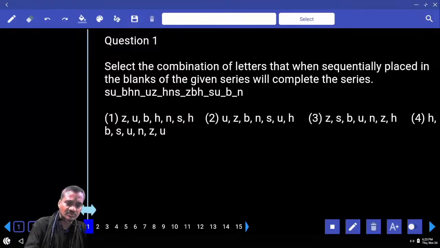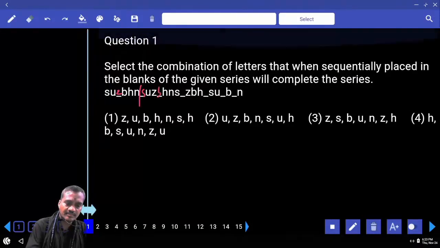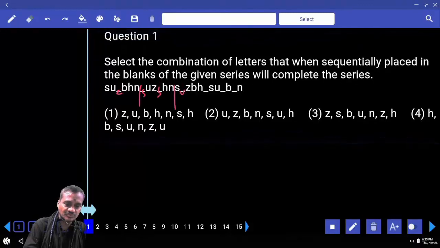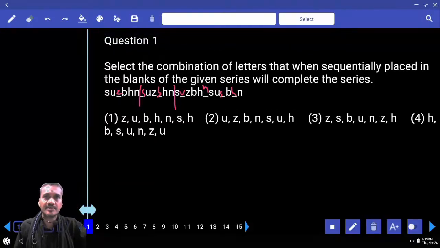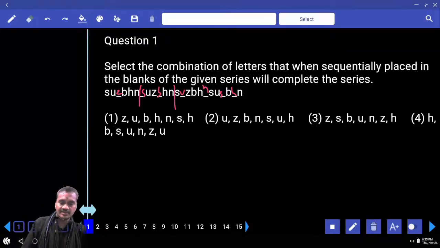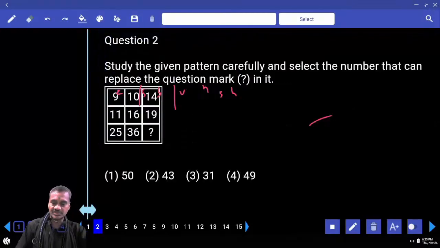Now SUZ, BHN, and again SUZ, BHN, SUZ, BHN. So what is the term that is repeated? SUZ, BHN. And all together there are some 24 elements. Question number 1, what is your answer? Choice 3.